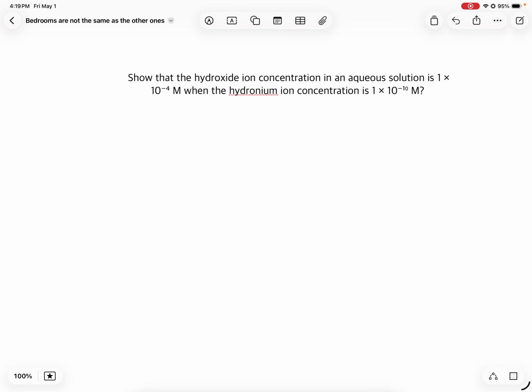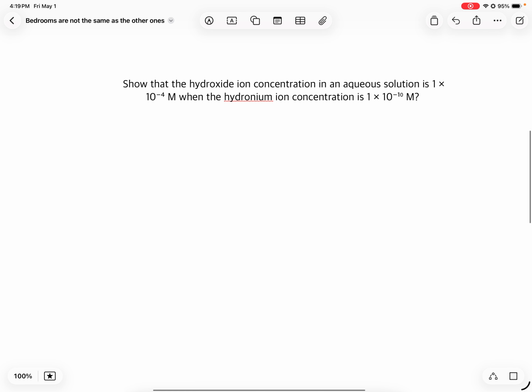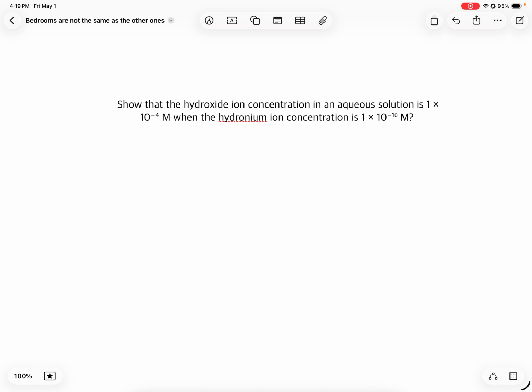In this video, we'll be solving this chemistry problem relating to acids and bases and the concentrations of hydroxide and hydronium. So, here is the problem which asks us to actually prove or demonstrate something based on some conditions. Here's the statement. Show that the hydroxide ion concentration in aqueous solution is 1 times 10 to the negative 4 moles per liter when the hydronium ion concentration is 1 times 10 to the negative 10 moles.